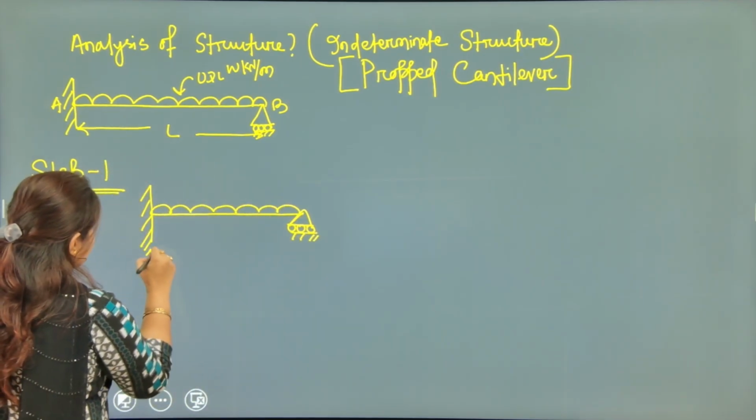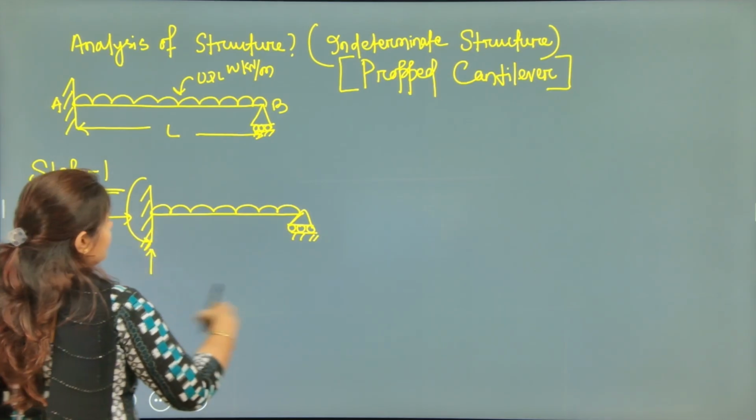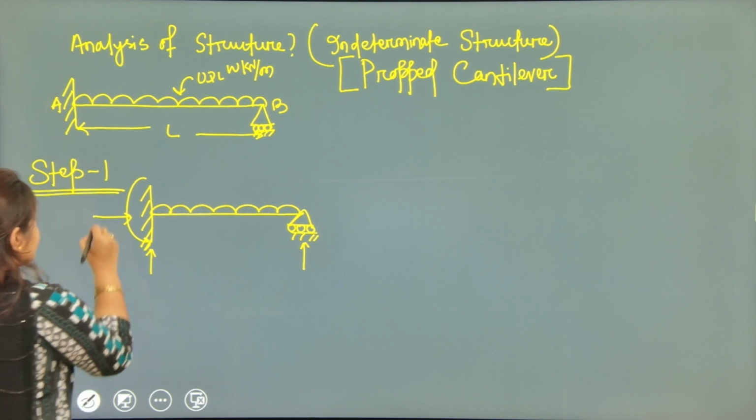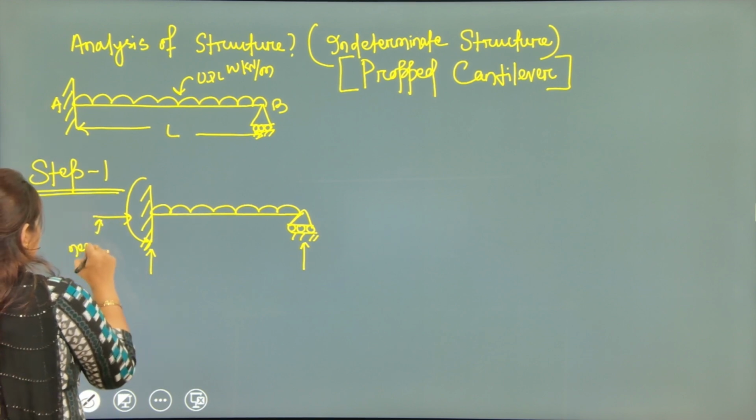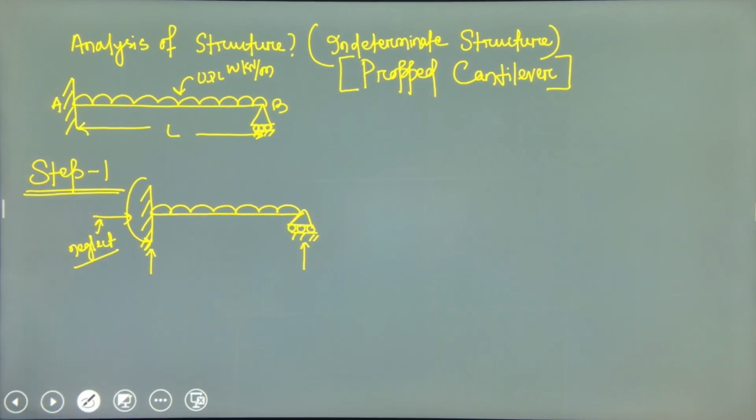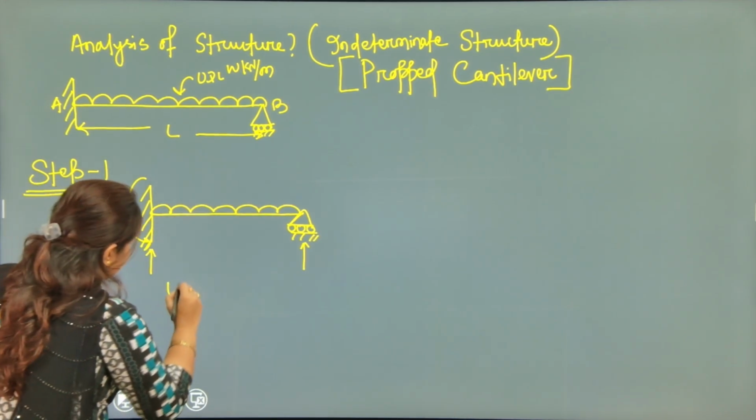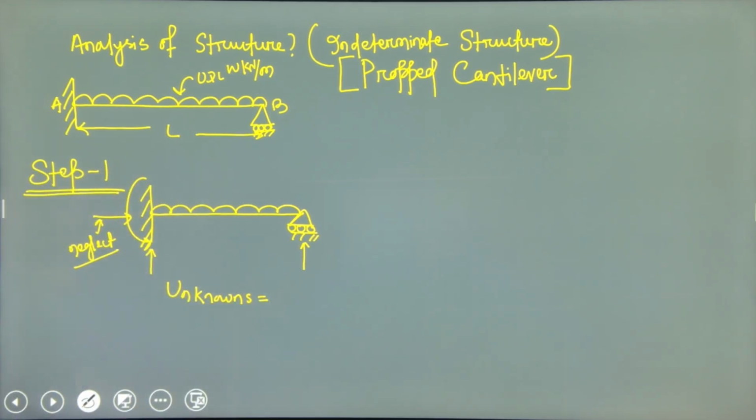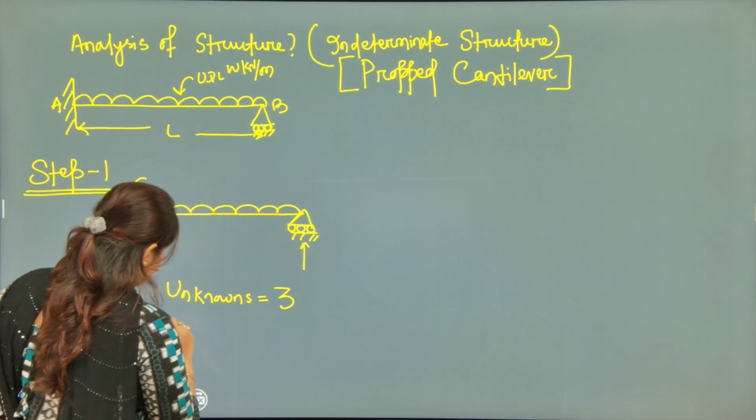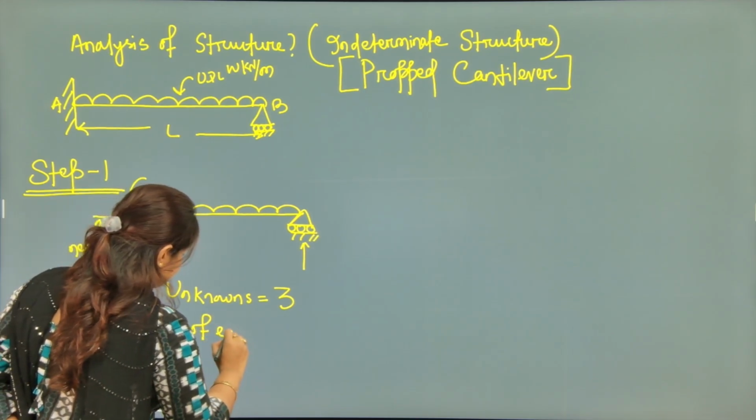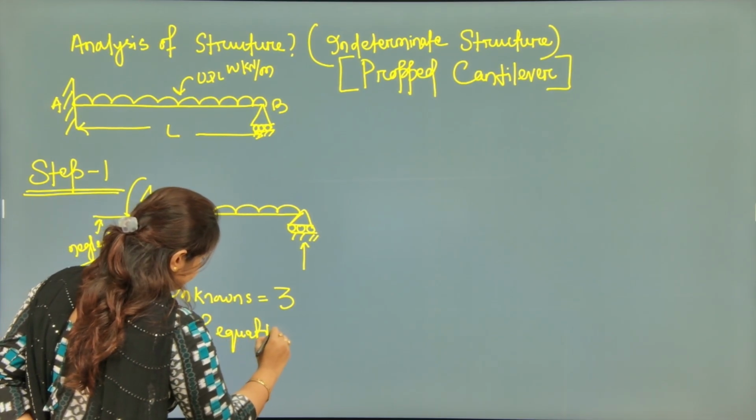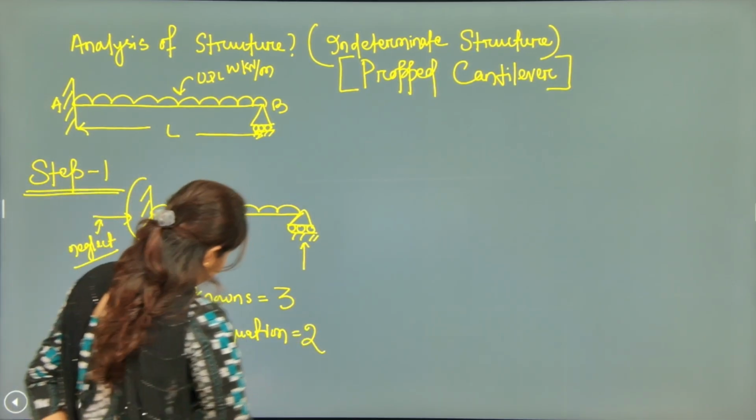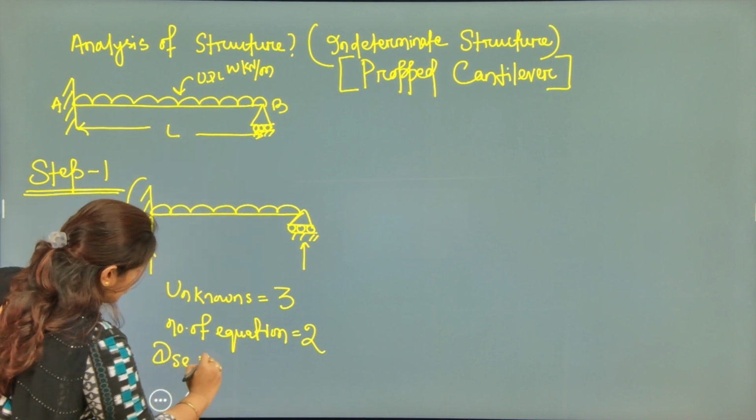As you can see here, the number of reactions at the fixed end is 3 and at the roller is 1. But generally we will neglect the horizontal one. So I can write the unknowns equal to 3 and the number of equations equal to 2. From this we will get DSE as 1.